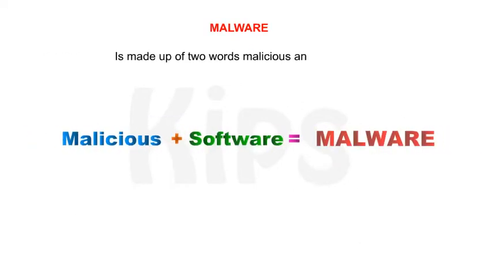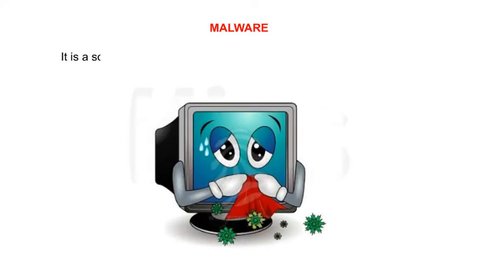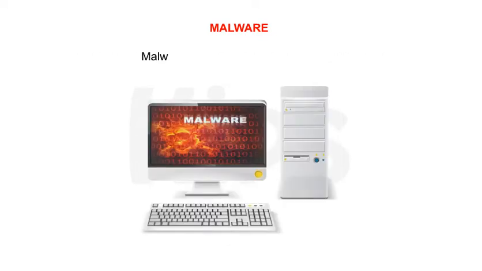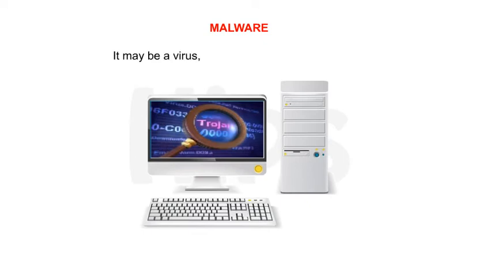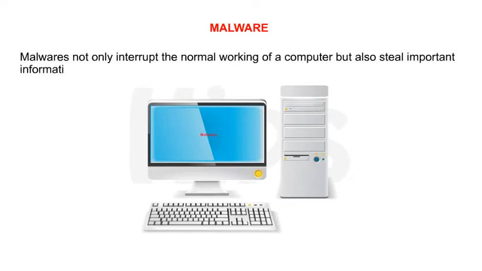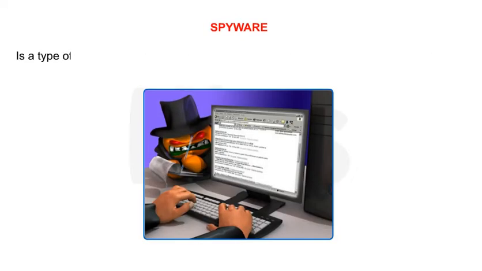Malware is made up of two words, malicious and software. It is software that enters into a computer and damages it without the knowledge of the user. Malware is a trouble-causing program. It may be a virus, a worm, Trojan horse or spyware. Malwares not only interrupt the normal working of a computer but also steal important information.